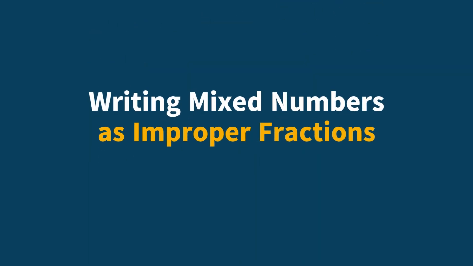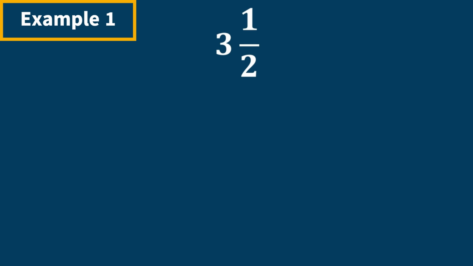Writing mixed numbers as improper fractions. Example number 1, we want to write 3 1/2 as an improper fraction. Now, the way we write a mixed number as an improper fraction is going to take us 2 steps.